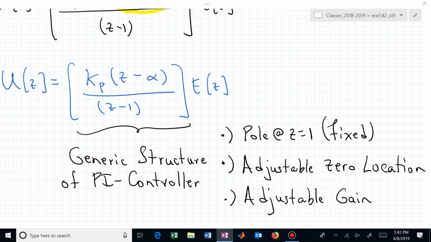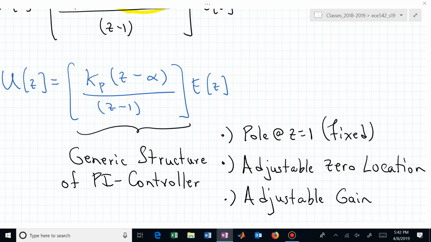We now have a first order transfer function between the error signal E and the input to the plant U, and we have these adjustable parameters. I'm not probably going to ask you to find K sub P and K sub I. You could do that given enough time.